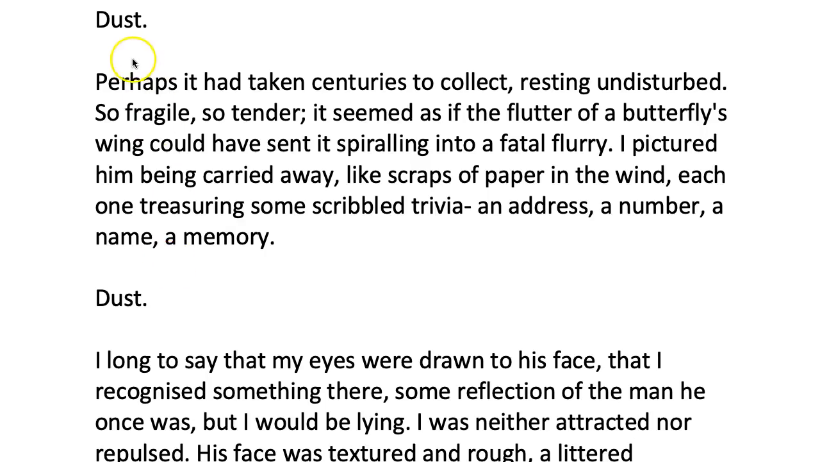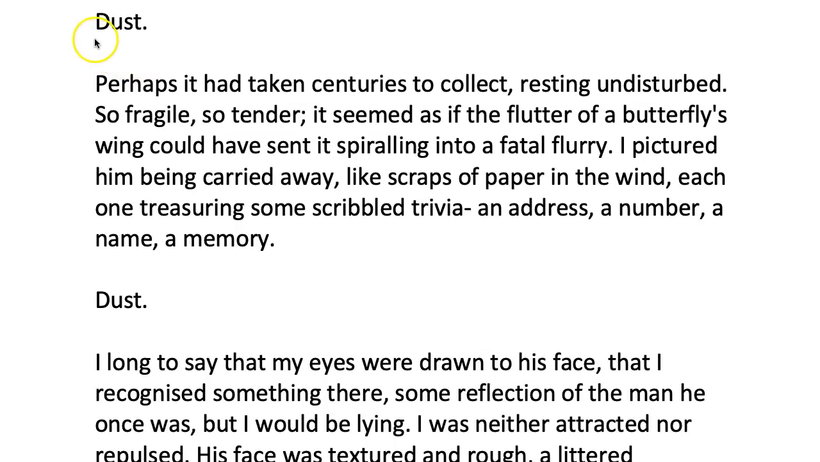Now, if we carry on reading, you'll see that there's an extended metaphor where the dust doesn't just surround this old man. The old man is the dust. That's the extended metaphor. Let's see how that works. "Perhaps it had taken centuries to collect, resting undisturbed. So fragile, so tender. It seemed as if the flutter of a butterfly's wing could have sent it spiralling into a fatal flurry. I pictured him being carried away like scraps of paper in the wind, each one treasuring some scribbled trivia, an address, a number, a name, a memory."